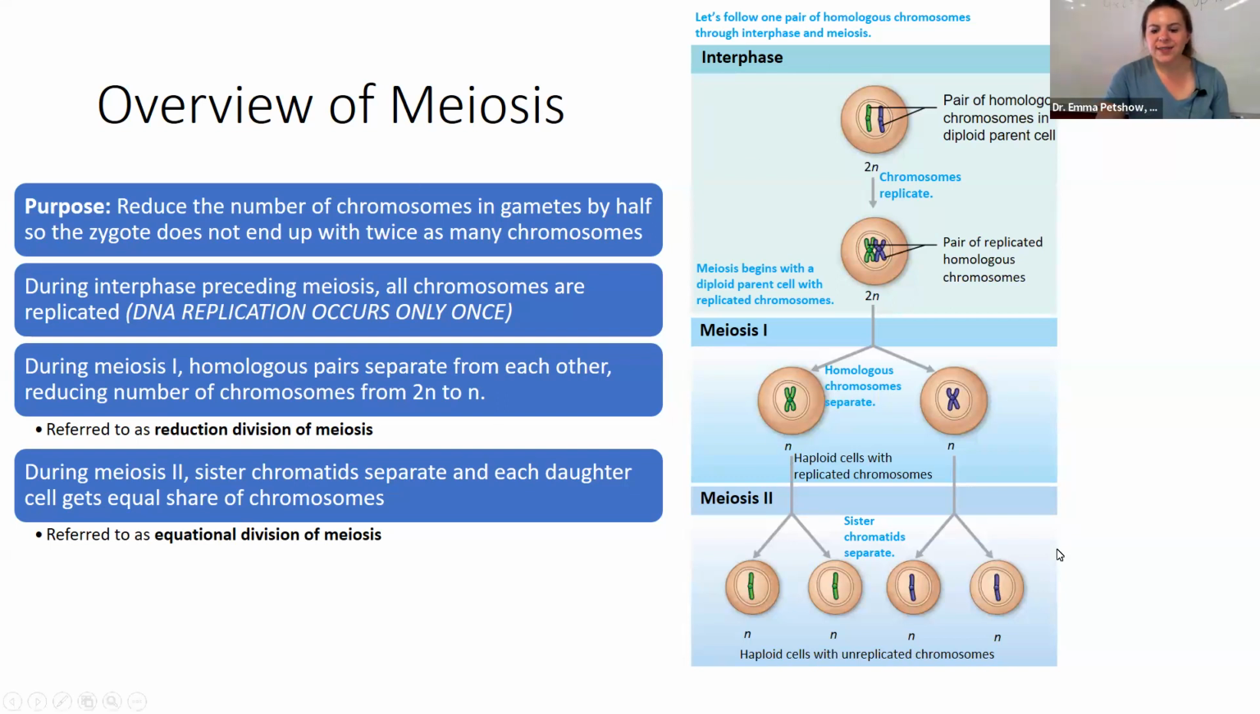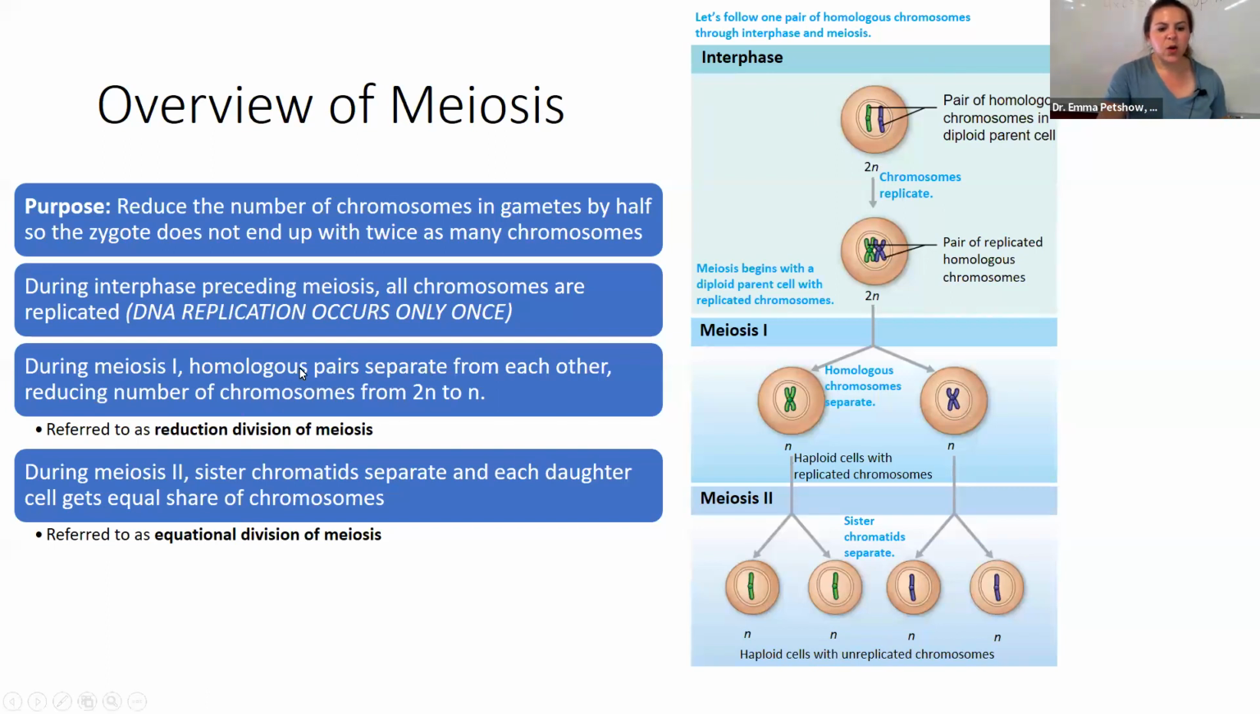So our 3 kind of steps of this process involve interphase, meiosis 1, and meiosis 2. In general, interphase is when we are replicating. All chromosomes get replicated. DNA replication occurs only once. So in this interphase stage, for spermatogenesis, oogenesis, all these processes, there's only 1 time where DNA is replicated initially. That's in interphase prior to meiosis 1.